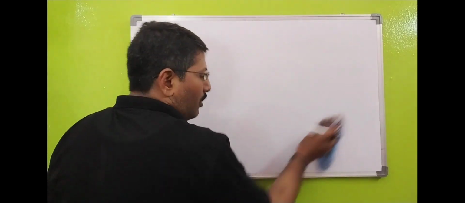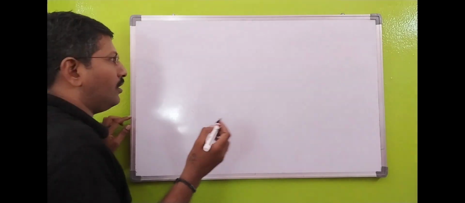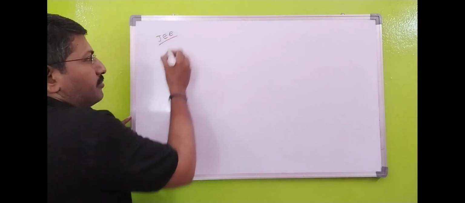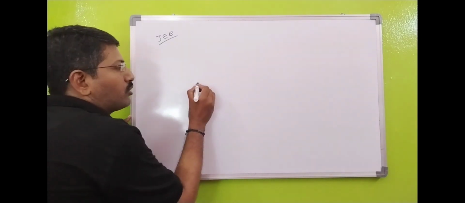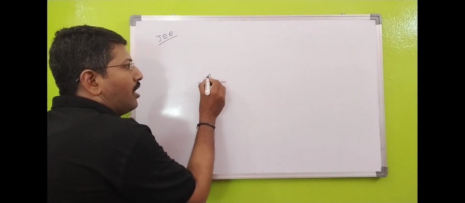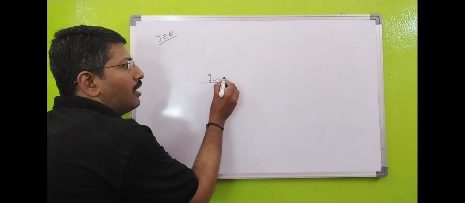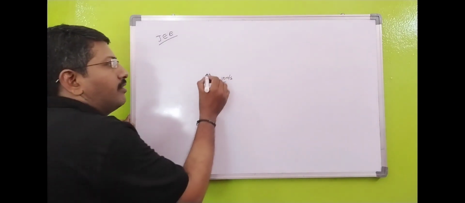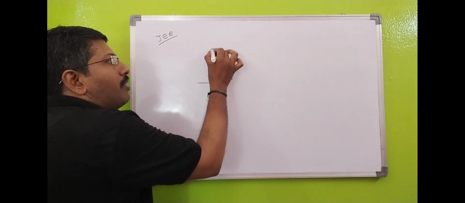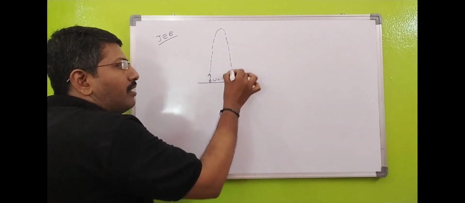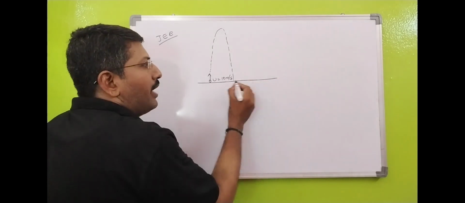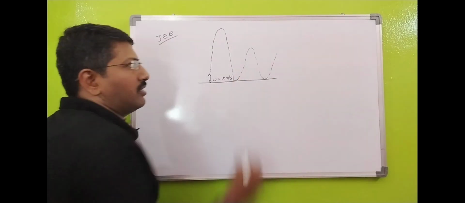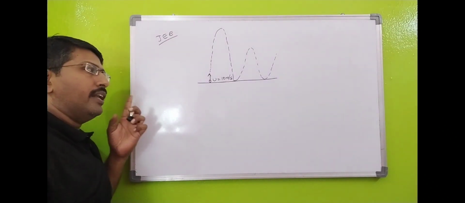See here, a previous JEE examination question. One body is projected vertically upward with velocity 10 meter per second. It reaches maximum height. After that, it strikes the ground. Again, it makes multiple rebounds like this. Now they are asking the question, what is the nature of the graph?